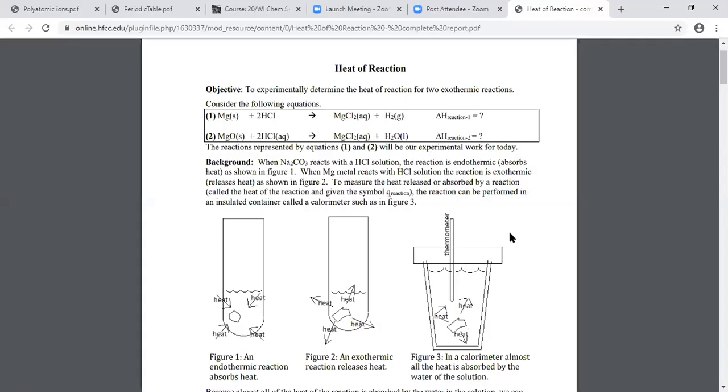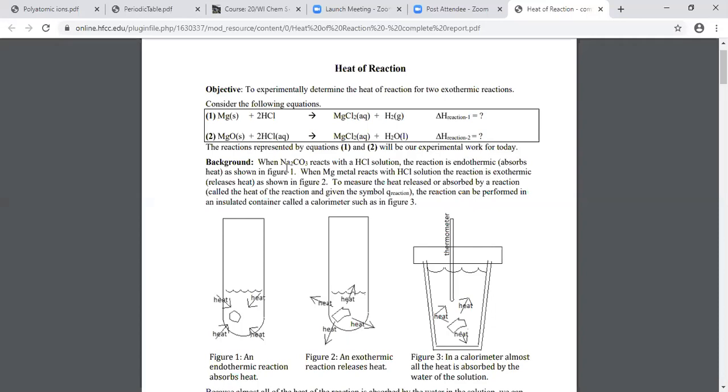Okay, so this is the heat of reaction lab. Let's go over the lab itself, and then I will write out a couple tips that should help you when you are completing the lab. So let's look at the background.